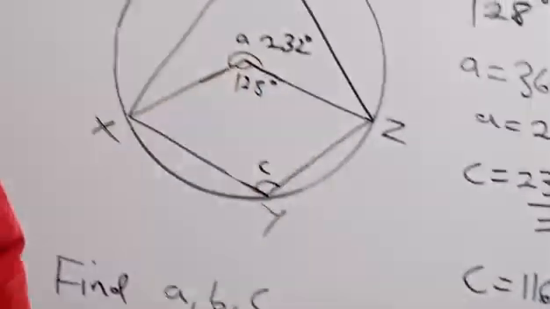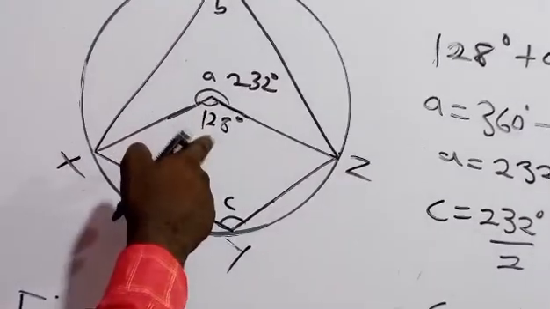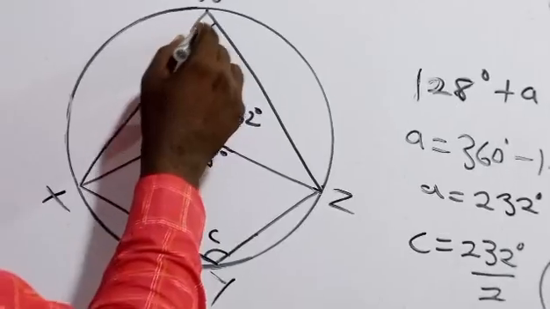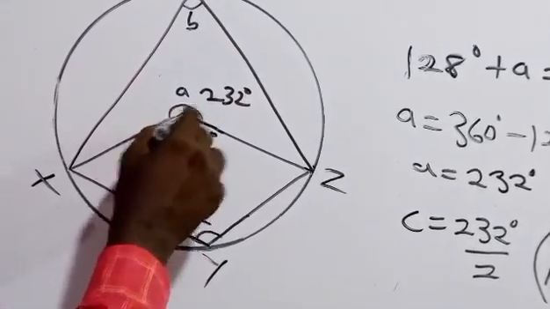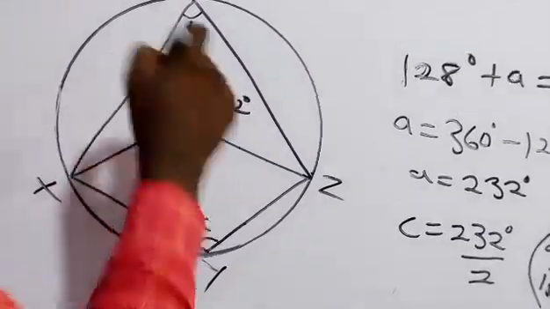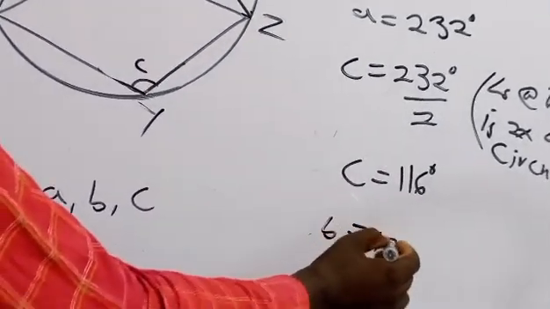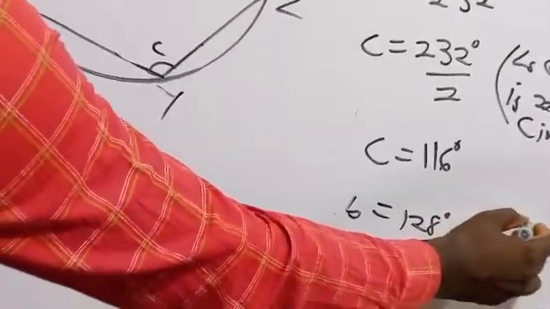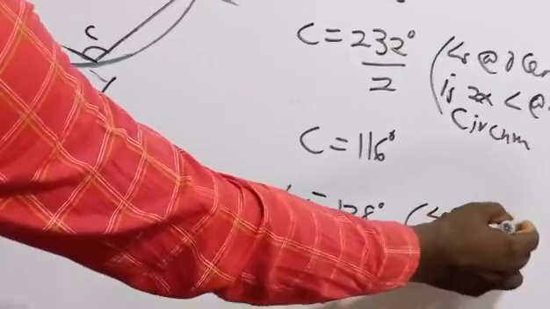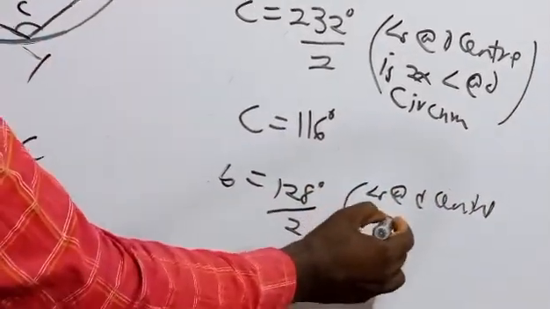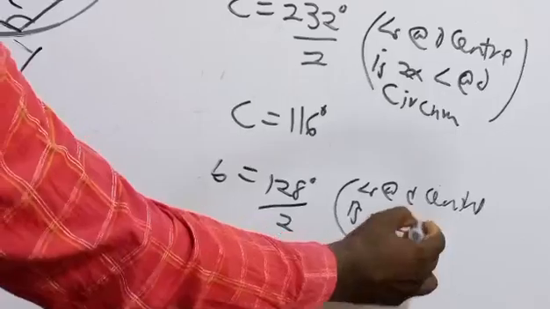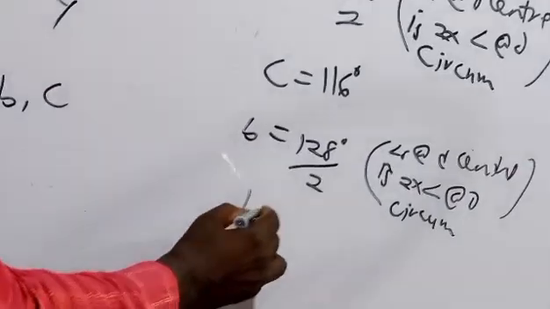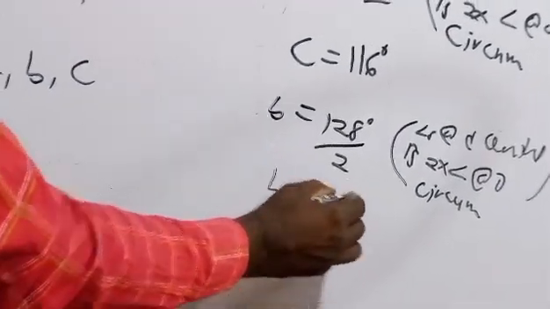If I want to get my B, there are two ways to get B. I can say the same theorem here. This one and this one has the same arc sign. Therefore, I can divide this by 2 to get B. So my B can also be 128 degrees divided by 2. That is angle at the center is twice angle at the circumference. So my B is now equals to 64 degrees.